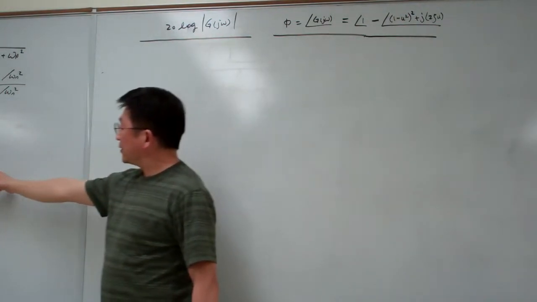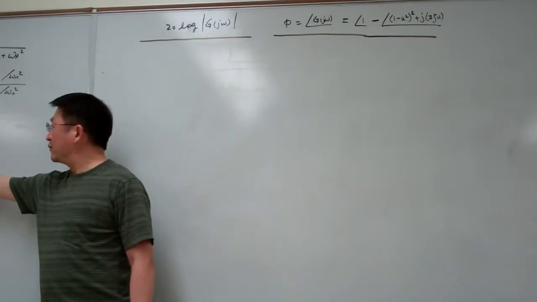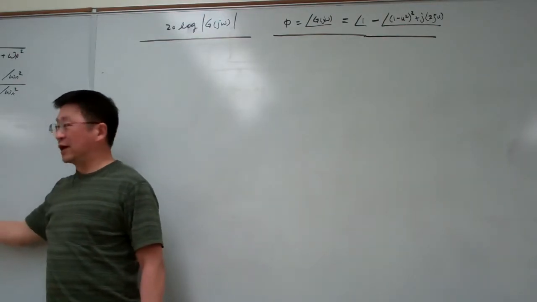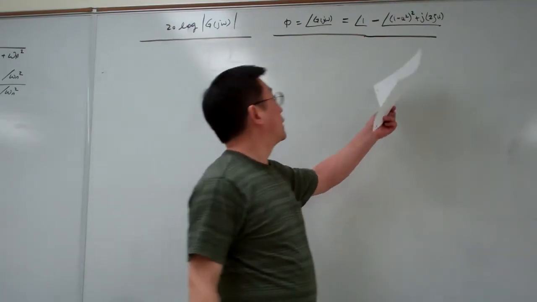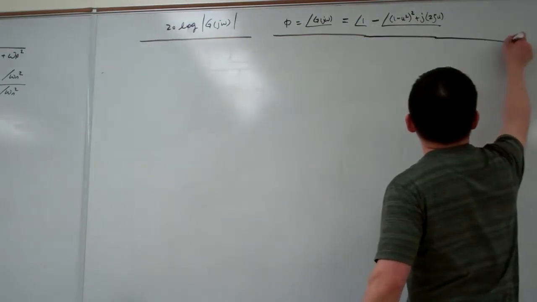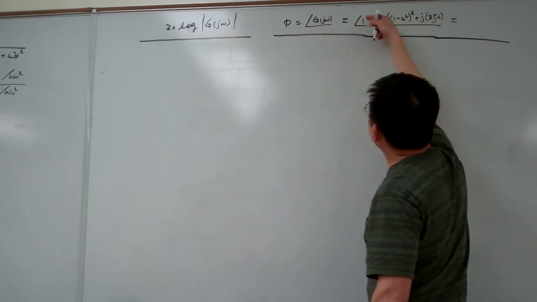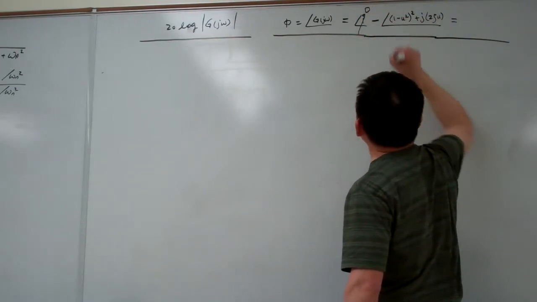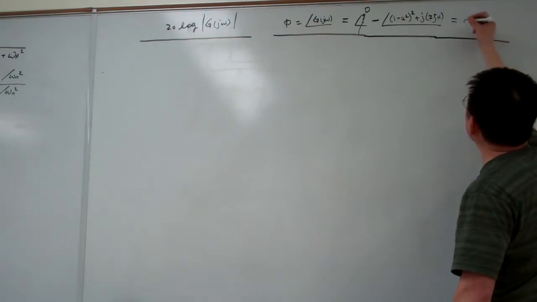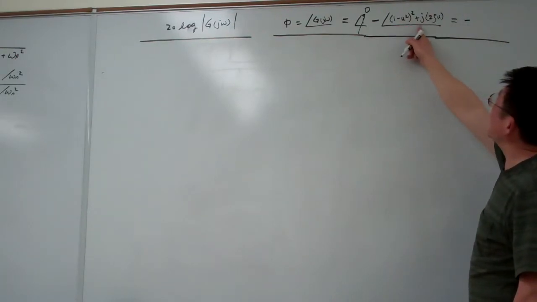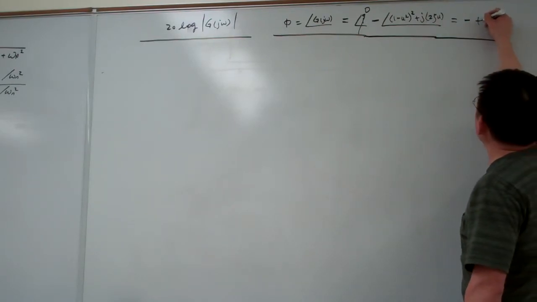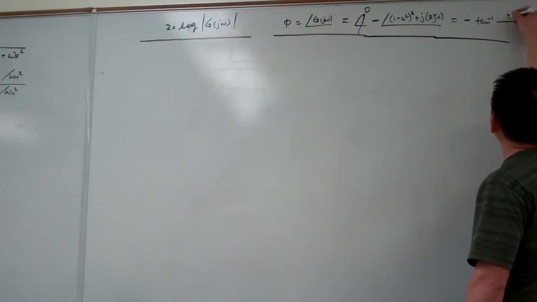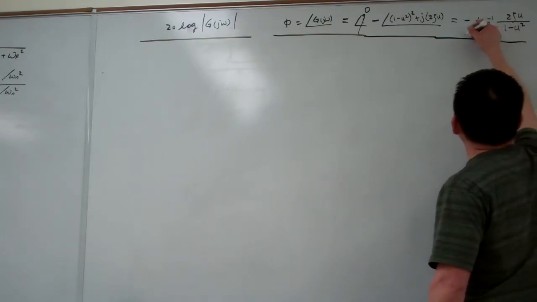Again, the angle of G equals the angle of the numerator minus the angle of the denominator. So I'm writing that in. This can be further simplified. Basically, the angle of a positive number equals 0 degrees, so this one is minus. The angle of the denominator we can get using the arctangent of the imaginary part divided by the real part.